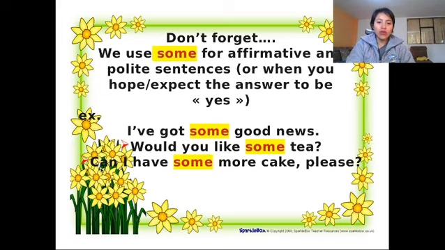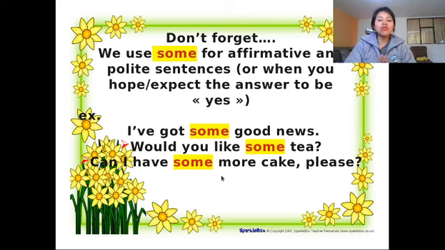And here we have another one. This is an offer, right? When you offer something. Would you like some tea? Would you like some drinks, right? Something like that. And we have, can I have some more cake, please? This is a request. You are asking for something, right? And here, as you can see, we have some. And we expect that the answer will be yes, right?